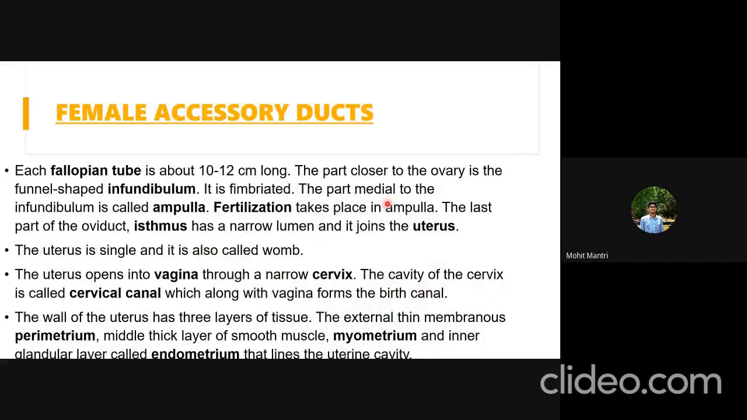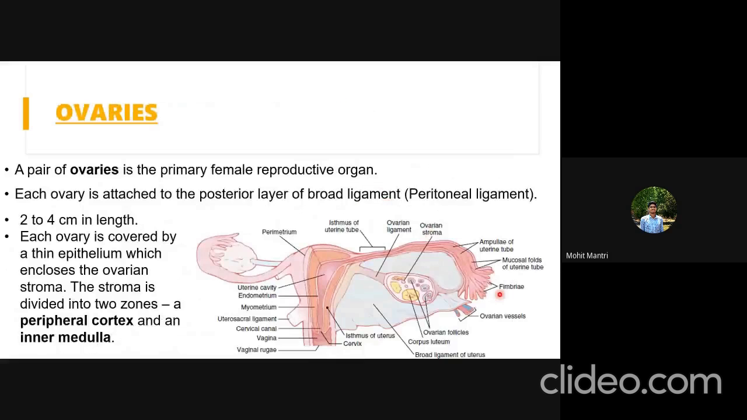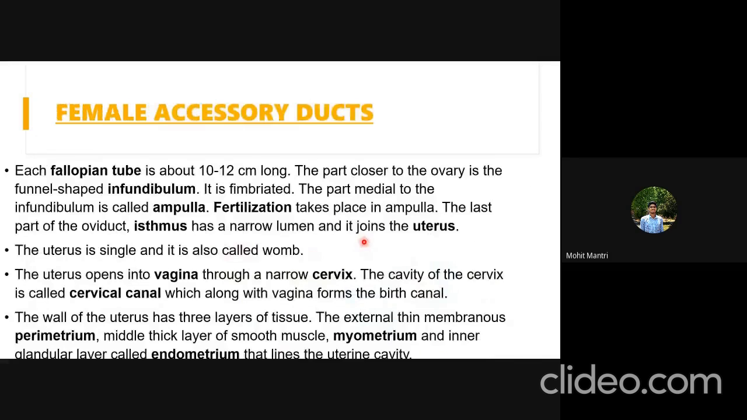The part medial to the infundibulum is called the ampulla. So this region is the infundibulum, and then here comes the ampulla, and the narrow part towards the uterus is known as the isthmus of the fallopian tube. Fertilization takes place in the ampulla, and the last part is the isthmus, which has a narrow lumen and joins the uterus.